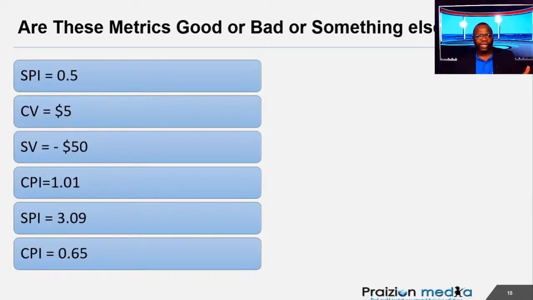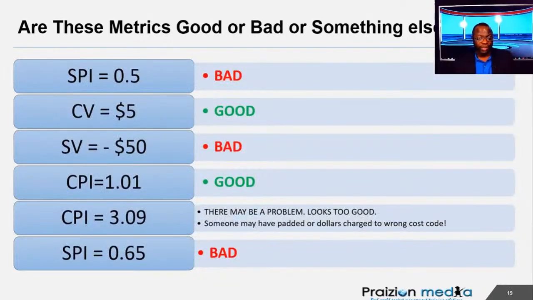Not only do you know that's bad, but you know I'm only 50% efficient schedule-wise, or I'm under budget if I have a CV of $5, or if I have an SV of minus $50, that means I am behind schedule by $50. CPI equals 1.01, it means that I am under budget. SPI equals 3.09, that is not good. There may be a problem.